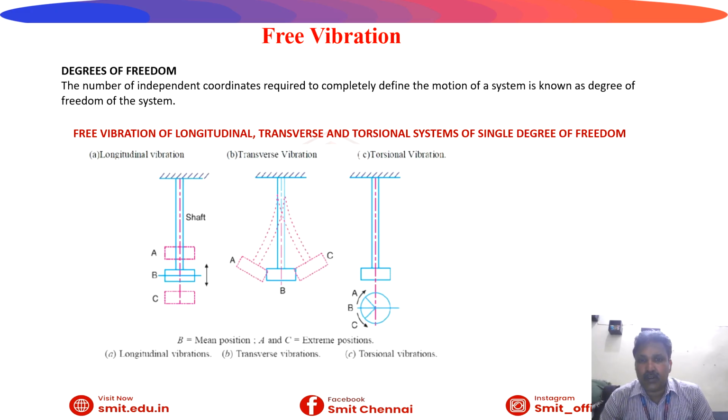Then the next one is called torsional vibration. Torsion means some twisting movement is given to the rod or shaft. So automatically that torsional vibration will be recorded, as in the last diagram.